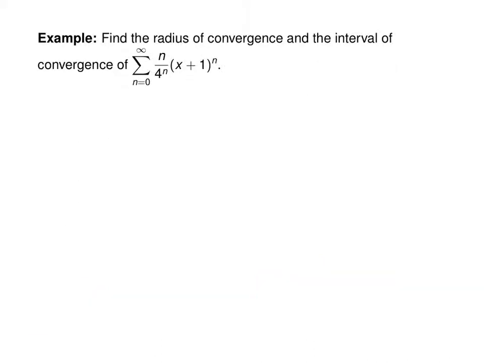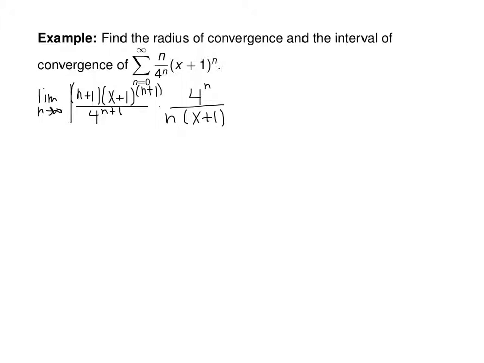Alright, let's do another one of them. Find the radius of convergence and the interval of convergence for this series. So first, apply the ratio test. So we'll have n plus 1, x plus 1 to the n plus 1 over 4 to the n plus 1, multiplied by 4 to the n over n times x plus 1 to the n.